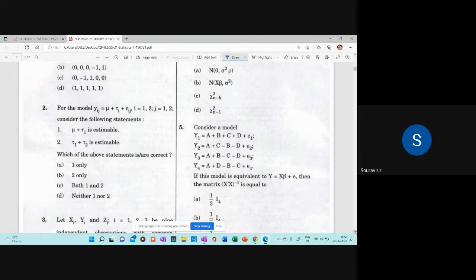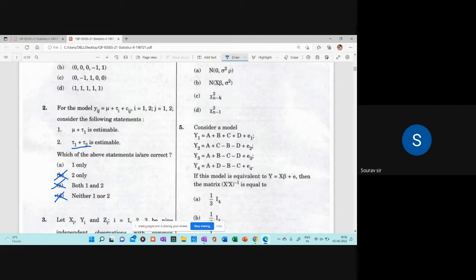Instead of two-way ANOVA, an ANOVA one-way model is given. If you can see here also, tau 1 and tau 2 are given together, which is not possible to estimate. So 2 is not estimable. So we can discard the option with both 1 and 2, we can discard the option with neither 1 nor 2, and we can discard the option with only 2.